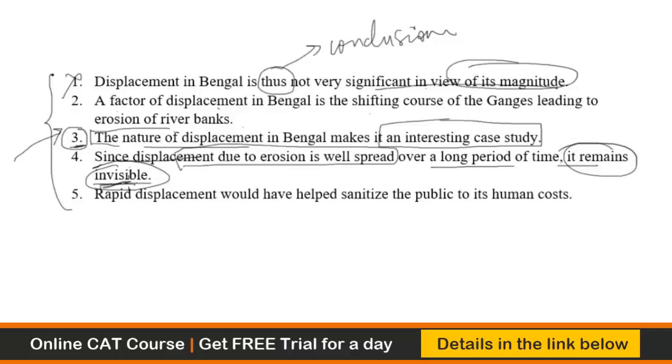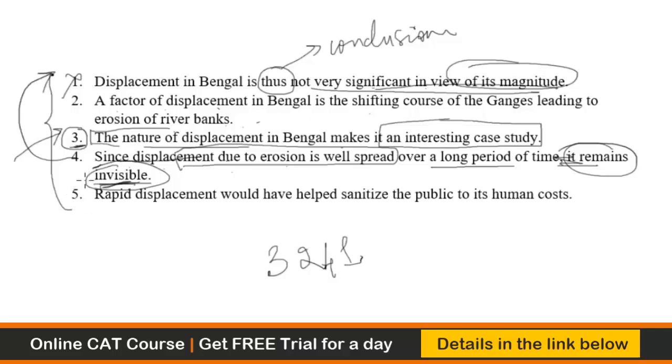So the remaining invisible point and the point that it is not very significant in magnitude are ideas that will go together. So I would always keep 4 and 1 together. And I will always start with 3 because 3 is the best sentence to open the paragraph. I have no other place to put except after 3. So I will start by saying that the nature of displacement in Bengal makes it an interesting case study. A factor of displacement in Bengal is the shifting course of the Ganges leading to erosion of riverbanks. Since displacement due to erosion is well spread over a period of time, it remains invisible and is thus not very significant in view of its magnitude.